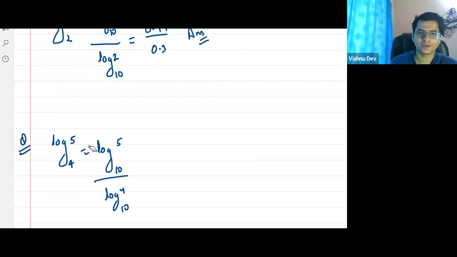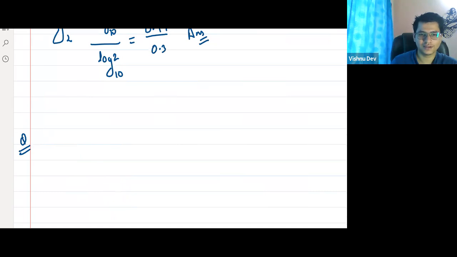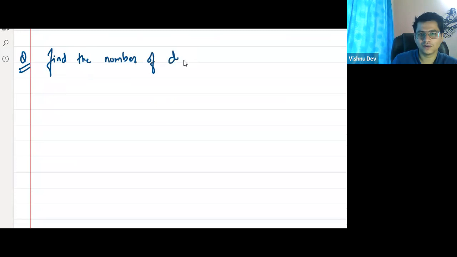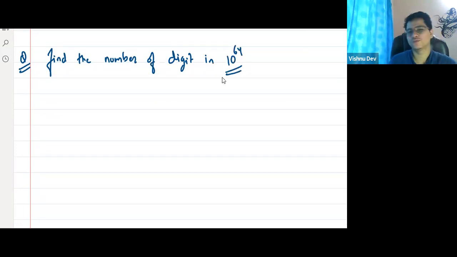Okay, that is not the problem. So let's see how many of you can find it. I'm giving you this problem as homework. Find the number of digits, you should not Google, in 10 to the power 64. If I have a number 10 to the power 64, how many digits will be there in this number?